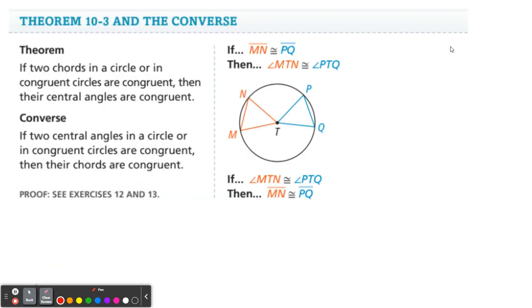Okay, so here's the introduction of that theorem. If two chords in a circle or in congruent circles are congruent, then the central angles are congruent, right? So this is that theorem and backwards. So if we know that these two chords are congruent, then we know that these two angles are congruent, and vice versa. Works the other way around too. All right, cool.